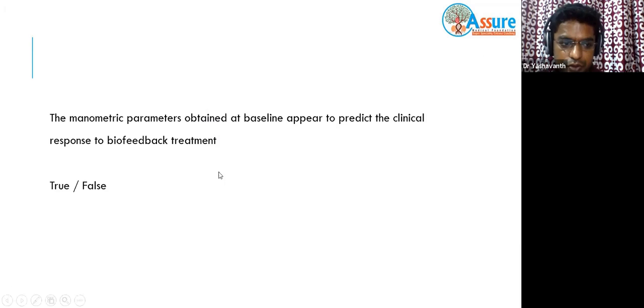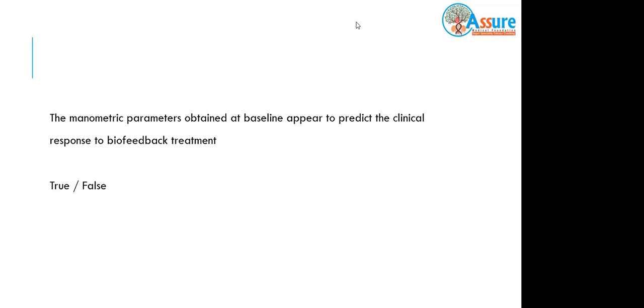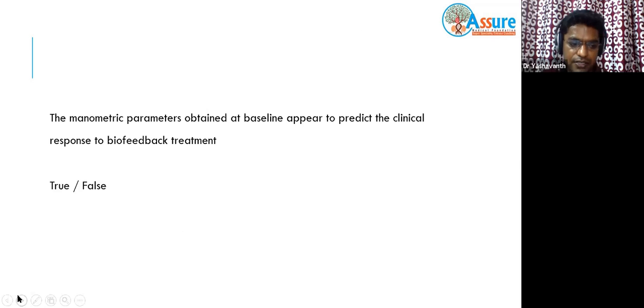So, question for you: the manometric parameters obtained at baseline will predict the clinical response to biofeedback therapy. The question meant to say that if we have very low tone, that has poor response, and relatively better tone has a good response. False. You said false, exactly. So it doesn't have any say on that, because only with giving biofeedback and assessing later will you be retrospectively able to tell.